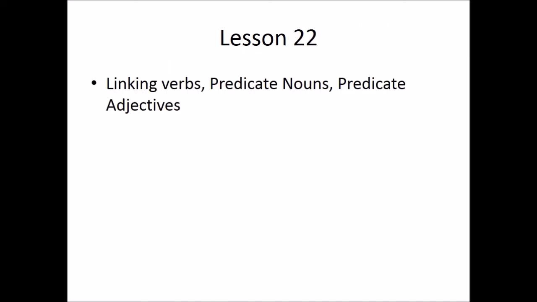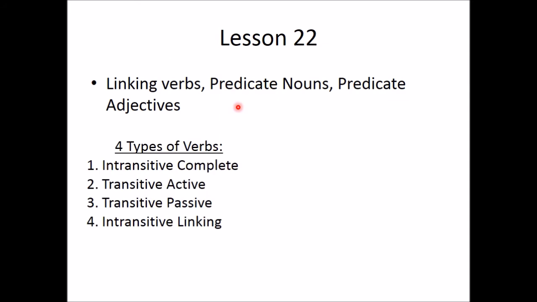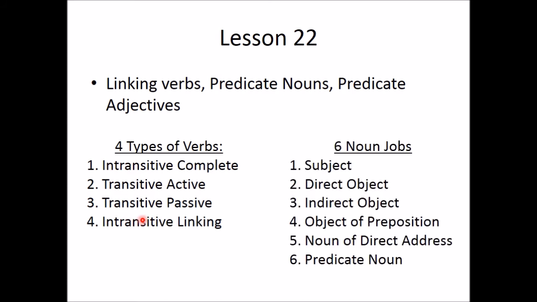In this lesson, we've covered three pretty big new topics: linking verbs, predicate nouns, and predicate adjectives, but you can see that they all go together. So now we know all four types of verbs, 3 action types here, and 1 state of being type. We also now know 6 noun jobs.